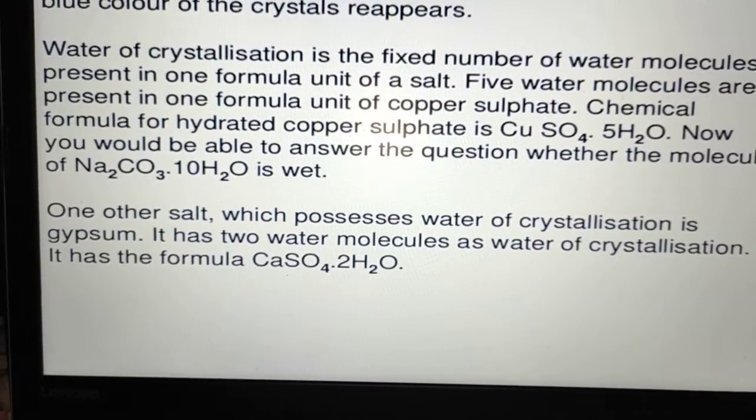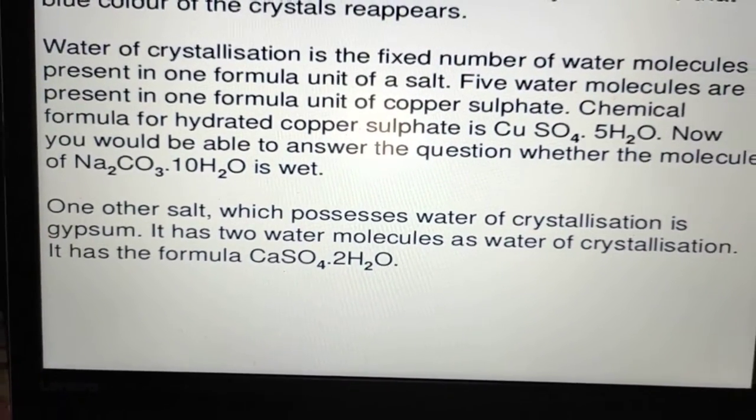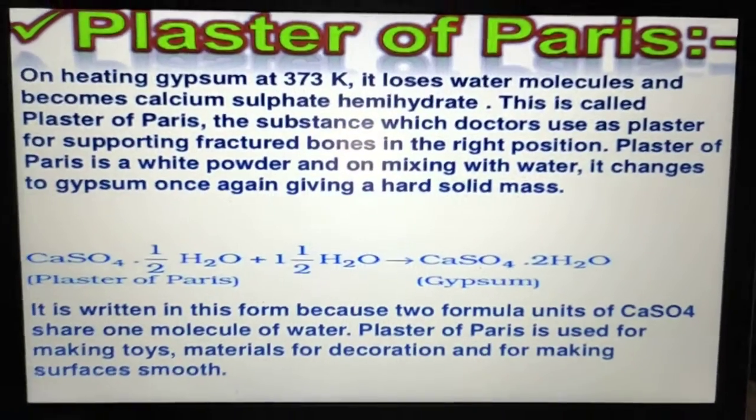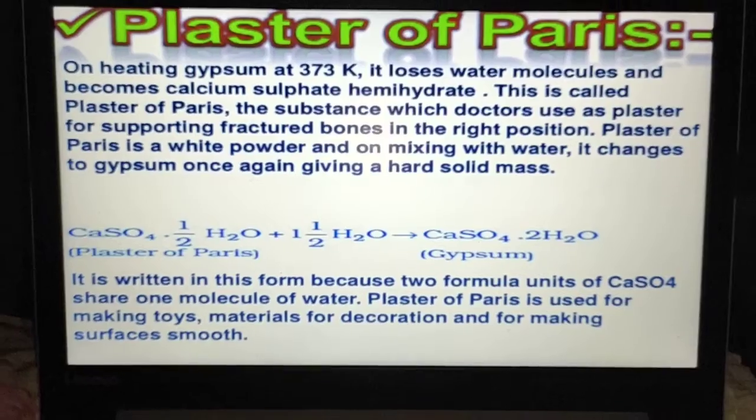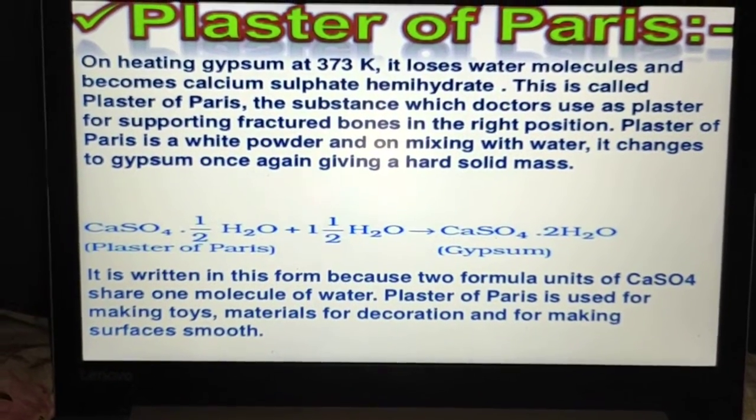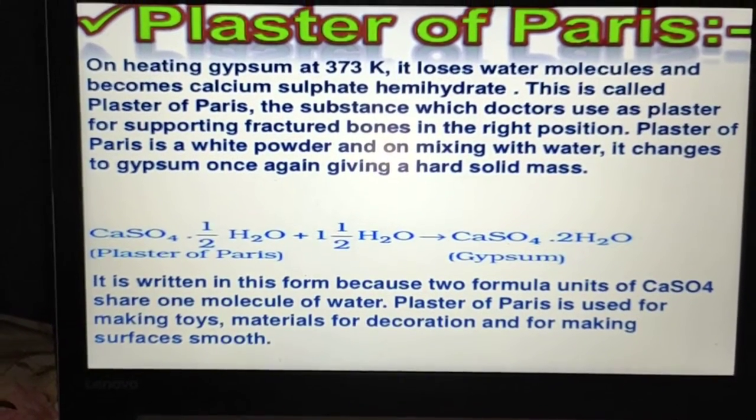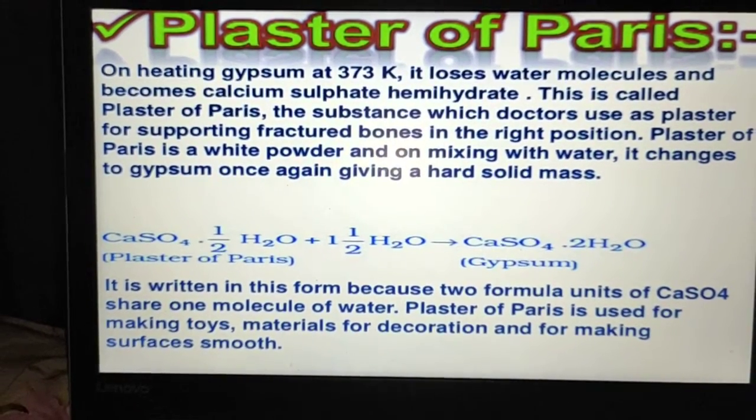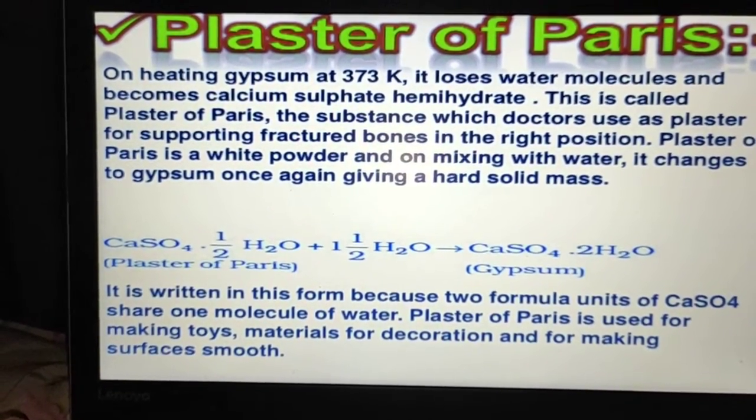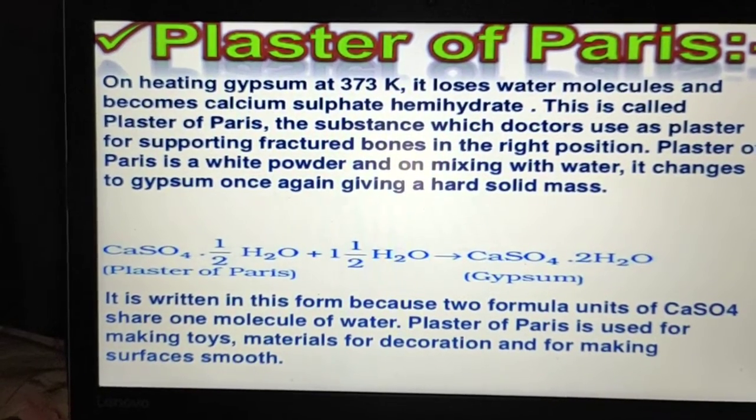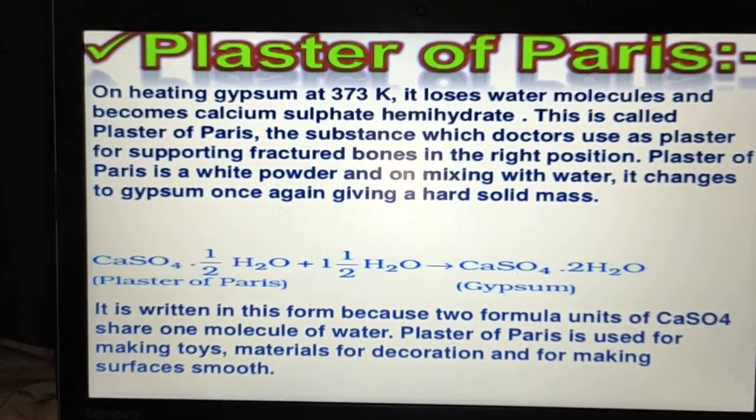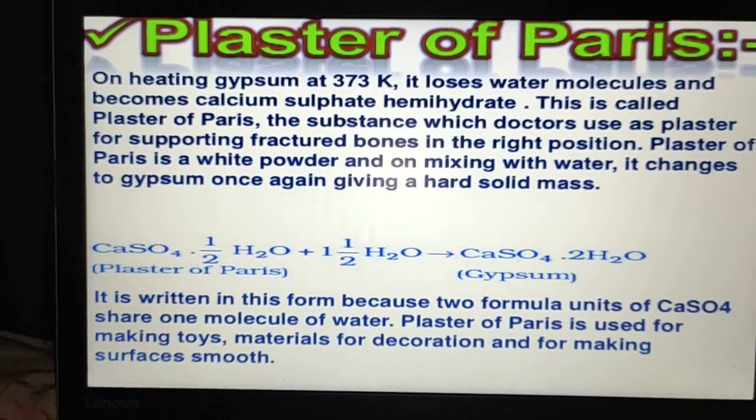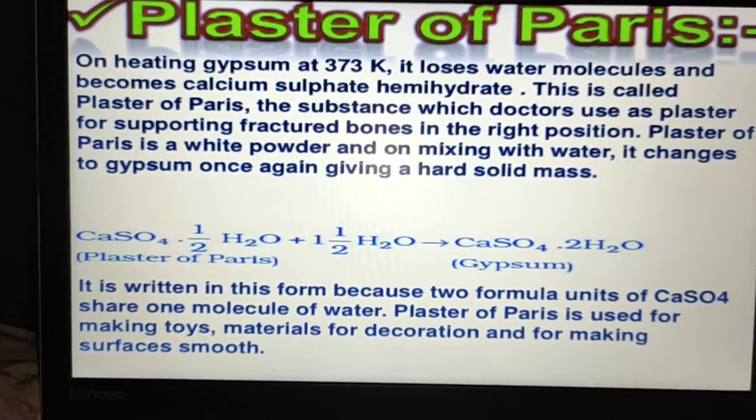So on the other hand, water of crystallization in gypsum: gypsum has the formula CaSO4.2H2O. So here is the next salt, plaster of Paris. Again a very important concept from the exam point of view. On heating gypsum at 373 Kelvin, this temperature is very important, you have to write it. At 373 Kelvin, it loses water molecules and becomes calcium sulfate hemihydrate. Hemi means half. This is called plaster of Paris.